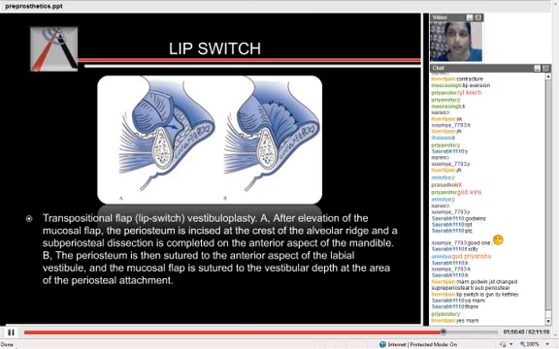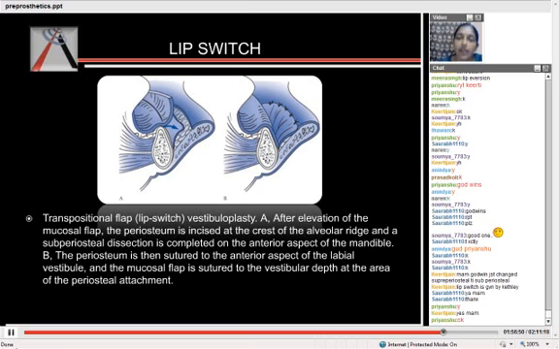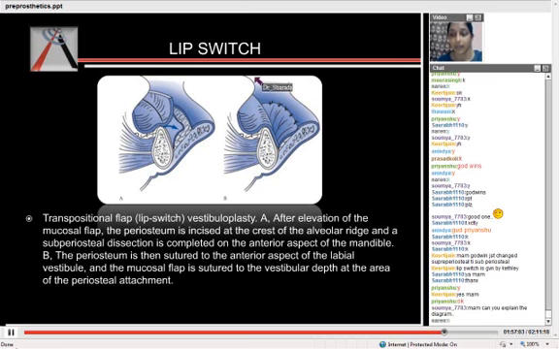But generally, when you talk of transpositional flap and lip switch, other names for labial vestibuloplasty are the lip switch technique and the transpositional flap technique. I'm just trying to make you understand the literal meaning.